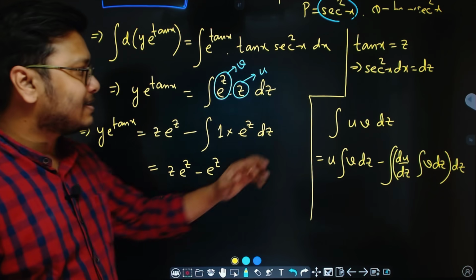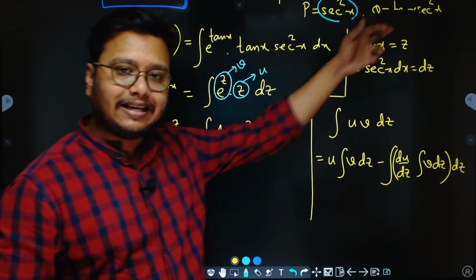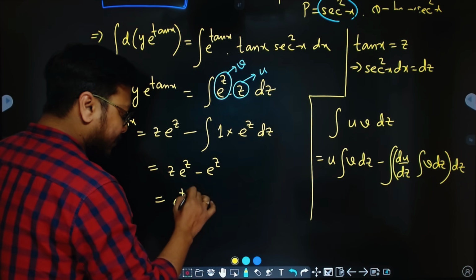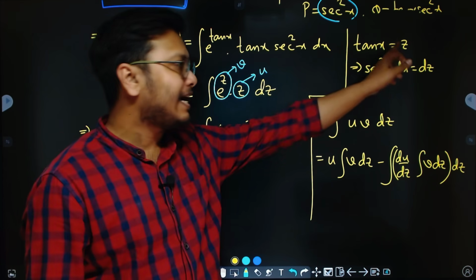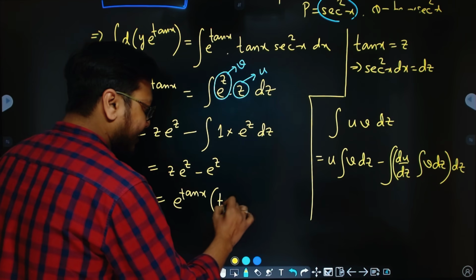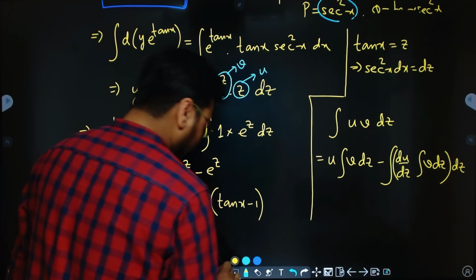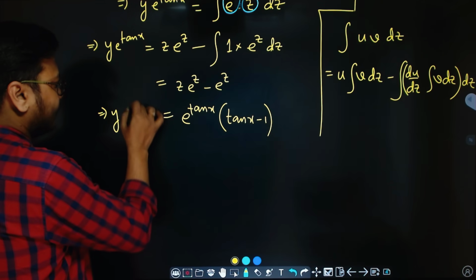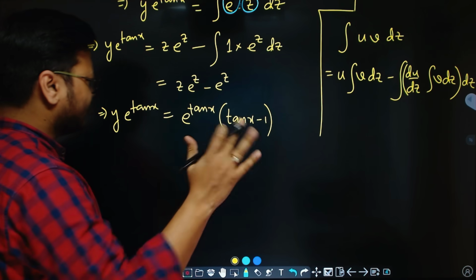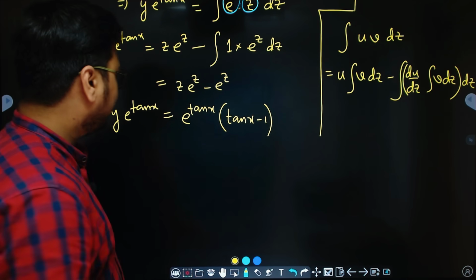So e to the power z will again mean e to the power tan x. If I take the e to the power tan x common, I'll be having z minus 1, and z is tan x, so that's tan x minus 1, and on the left hand side I have y e to the power tan x. So what I can do is just divide by e to the power tan x.